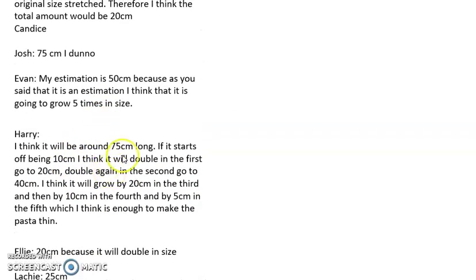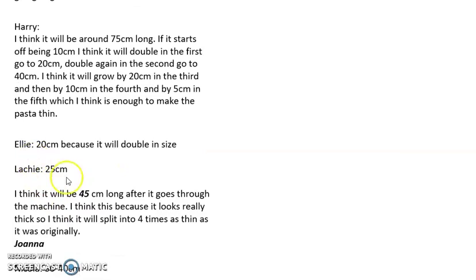Harry also says 75 with a bit more explanation for why he thinks that, talking about how it's going to change every time it goes through the roller. And he's right, it doubles, then maybe it gets a bit bigger by a third and so on. So I'm actually going to give one of the prizes to Harry for the closest guess there, 75 centimetres. And Josh, yeah, you were right, but you said you didn't know. So if I've got to choose between you two, I'm going to pick this one here with a bit more confidence. 20 centimetres, Ellie, not enough.